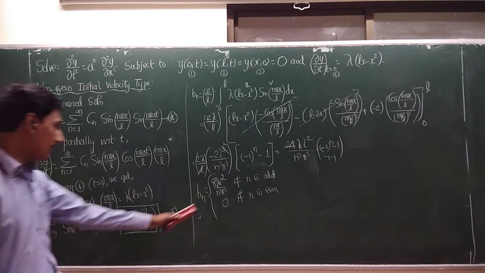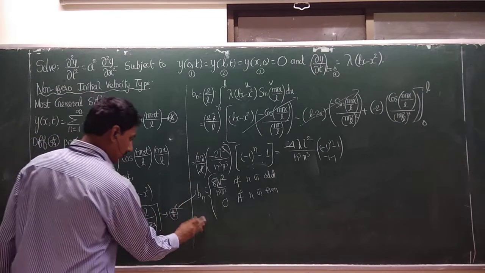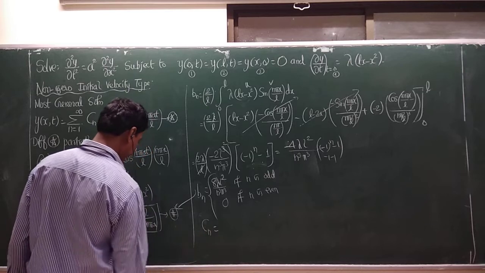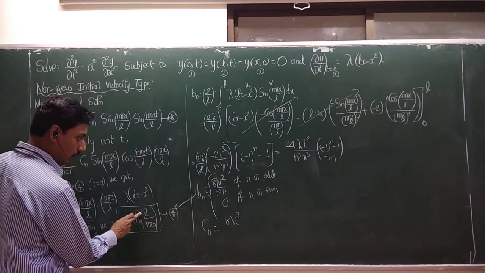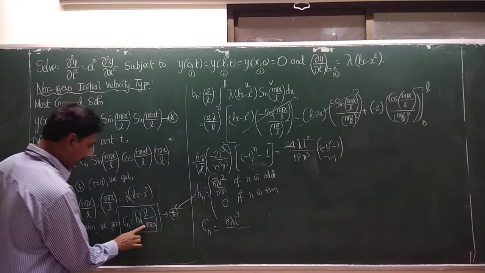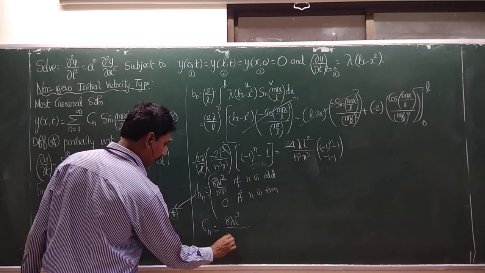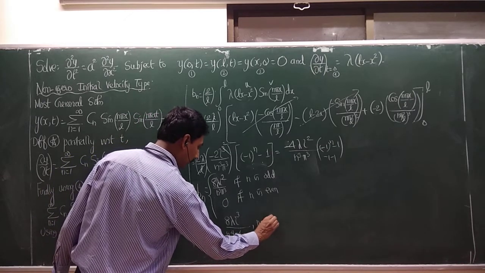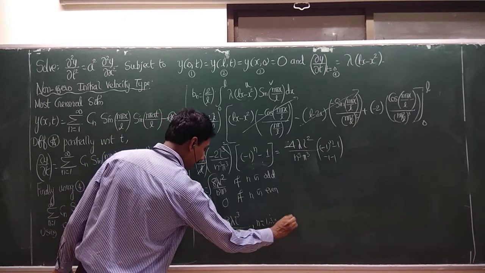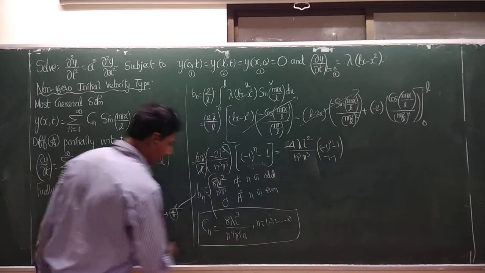Now use this bn value in the hash equation. So we get Cn = 8λl³ divided by n³π³ times nπa. Multiplying one more n, we get n⁴π⁴a. This is for n odd, that is 1, 3, 5 and so on up to infinity. For even n, it is 0.